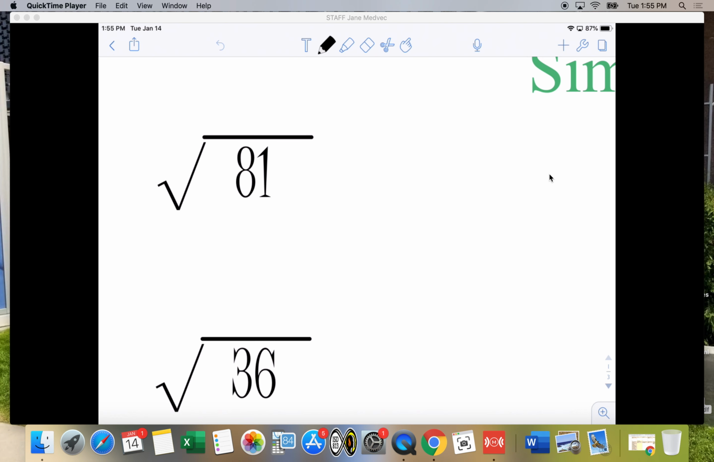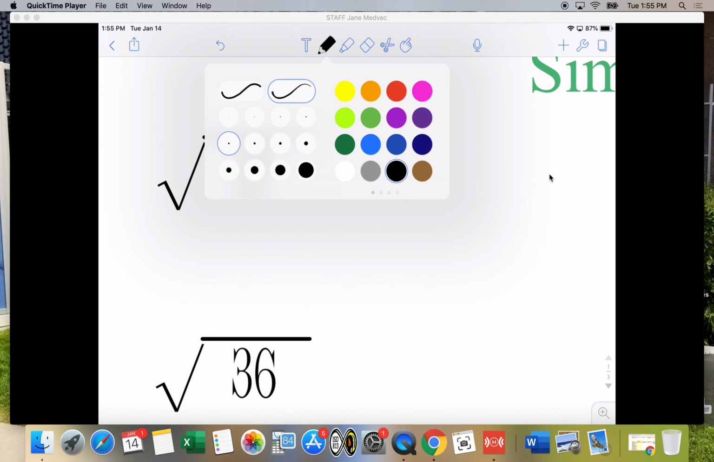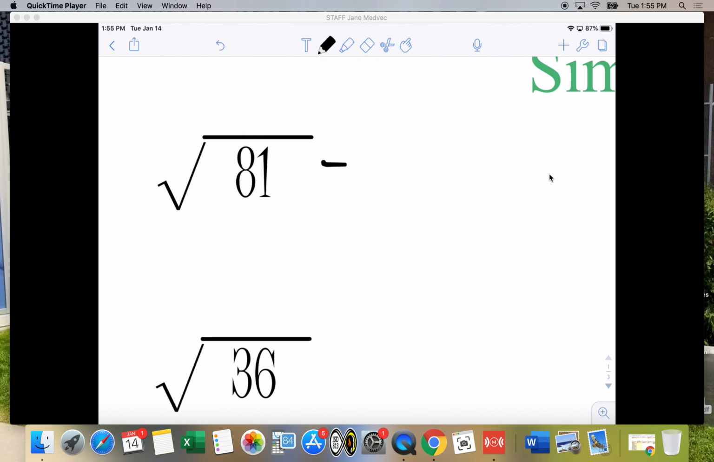If I look at the square root of 81, you're going to notice that technically there's a little 2 here. It's not shown very often because the square root of a number, it's assumed that there's a 2 because we use it so much. If I take the square root of 81 and do the math, you're going to notice that the answer ends up being 9 because 9 times 9 is 81. This is considered a perfect square.